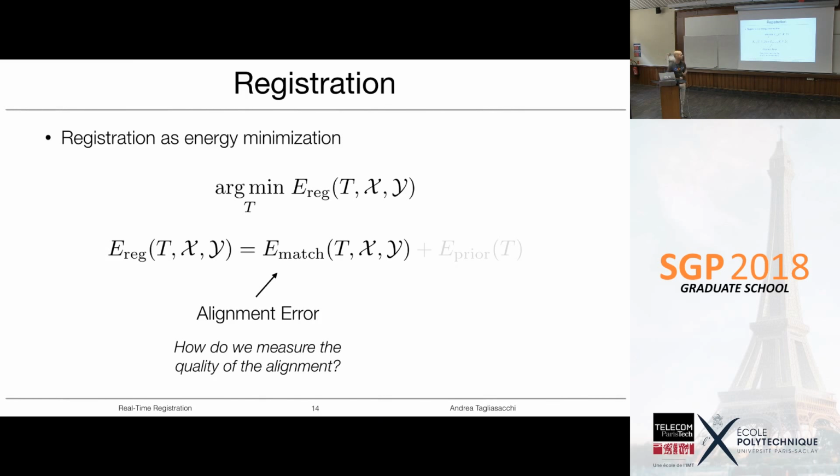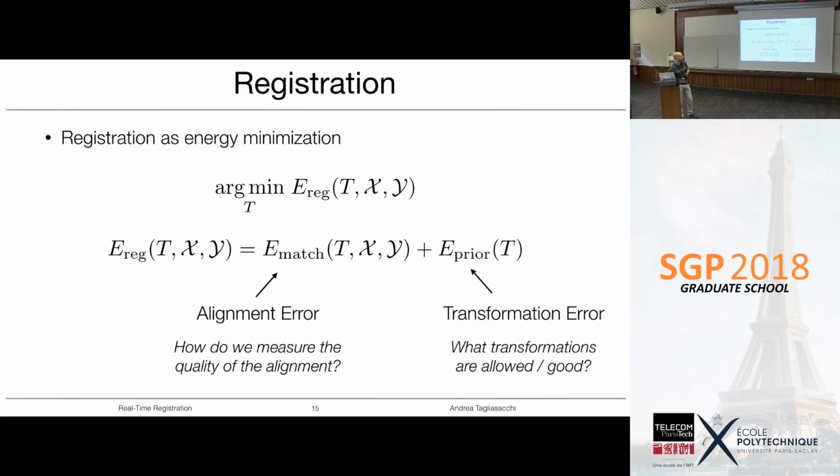And the second part of my optimization, on the other hand, puts conditions on the transformations. It's a prior on the type of transformations that you can apply to X so that it comes into good alignment with Y.